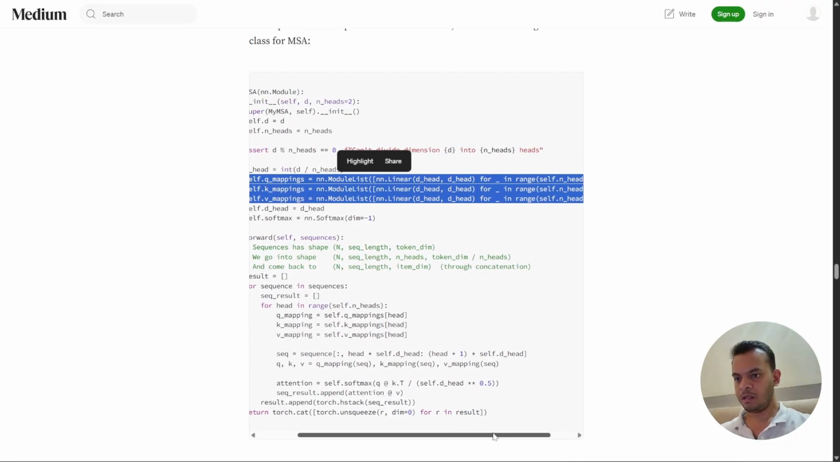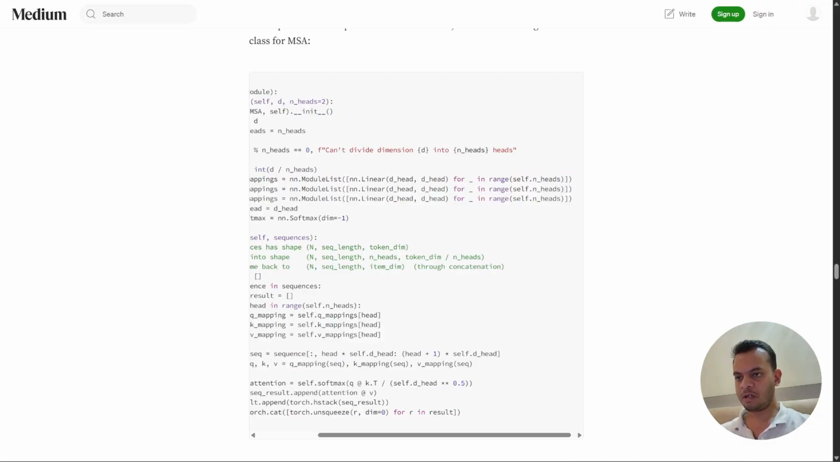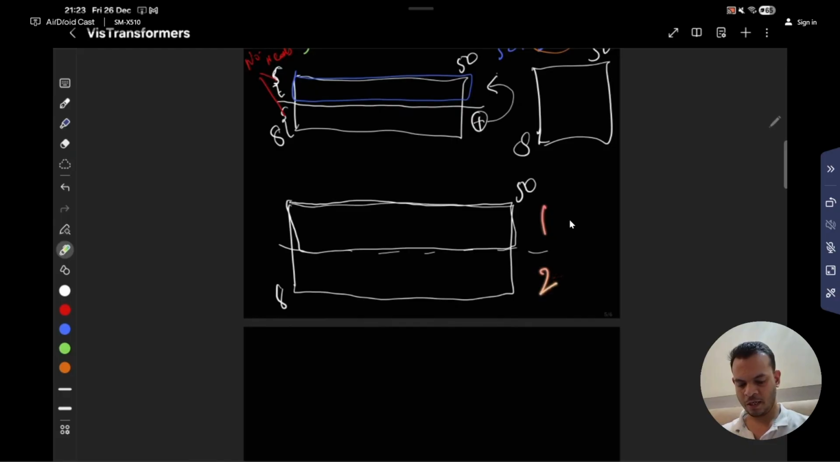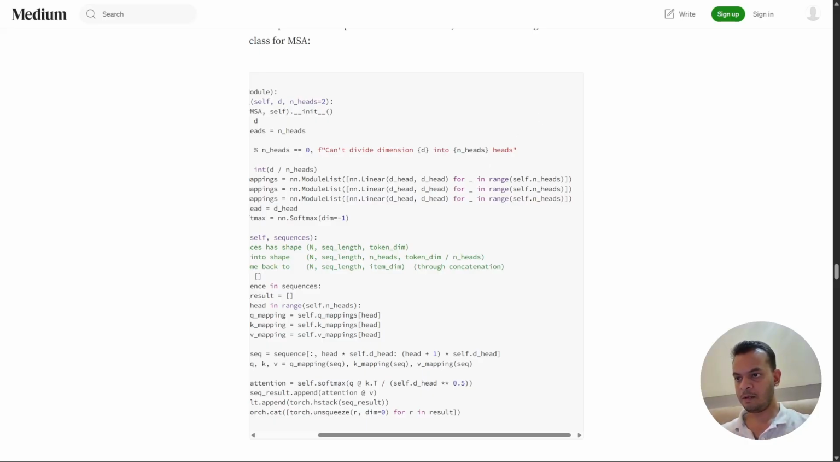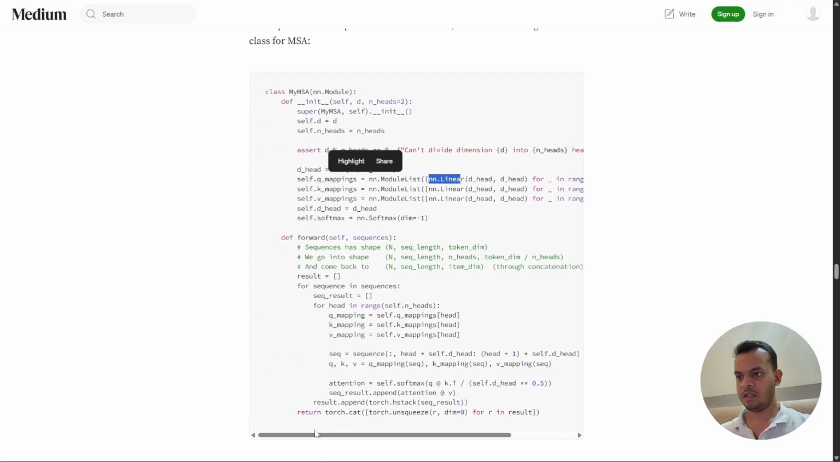So if you see here, for n in range number of heads, that basically means that if our number of heads is 2, then for range 2, for each of those it will make our data pass through this linear layer to have the learning.